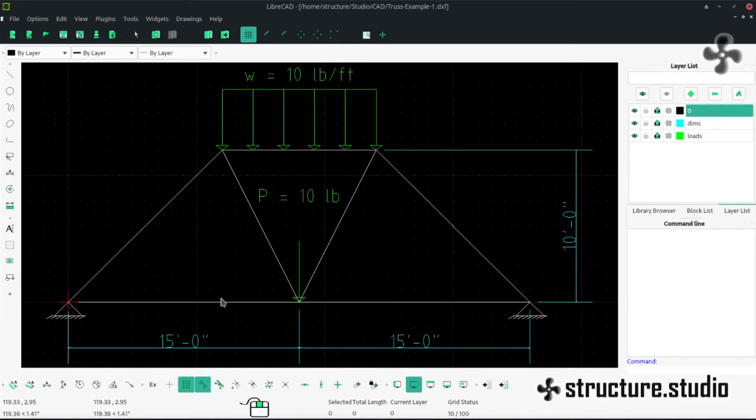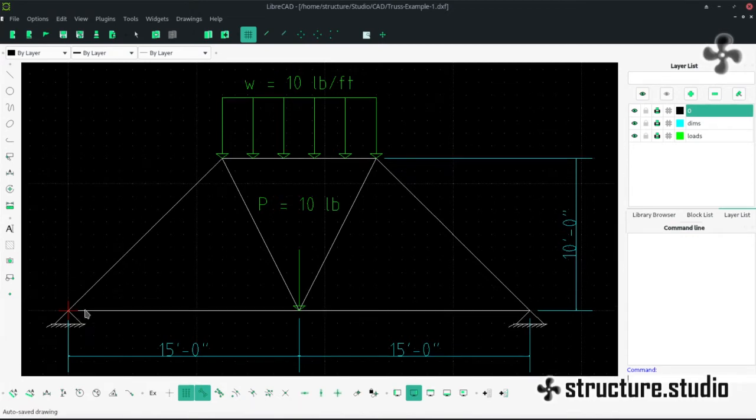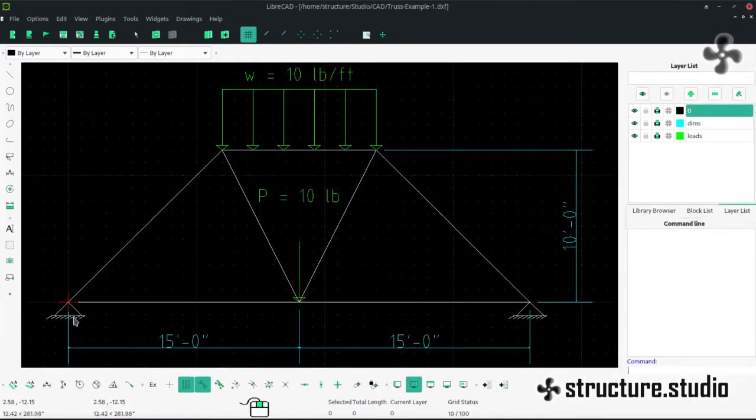I'm gonna label it using the finite element method way of labeling. As you can see, it has a pin here and a pin here. The structure is statically indeterminate.